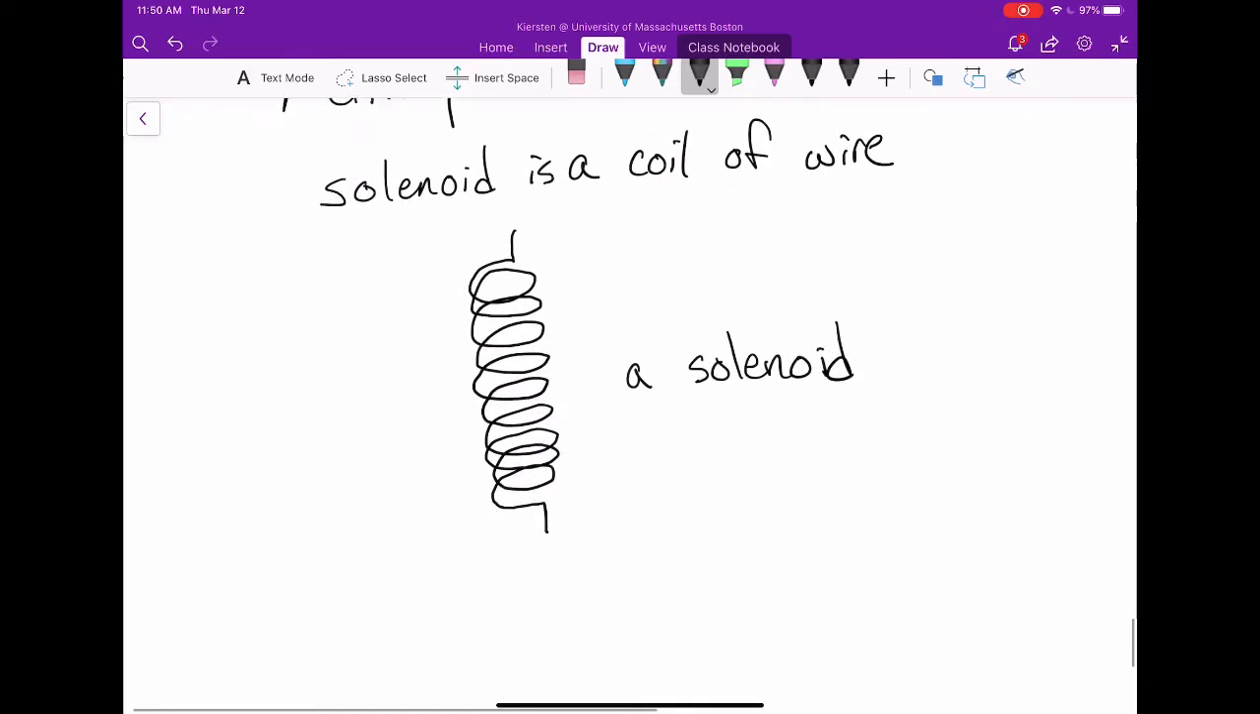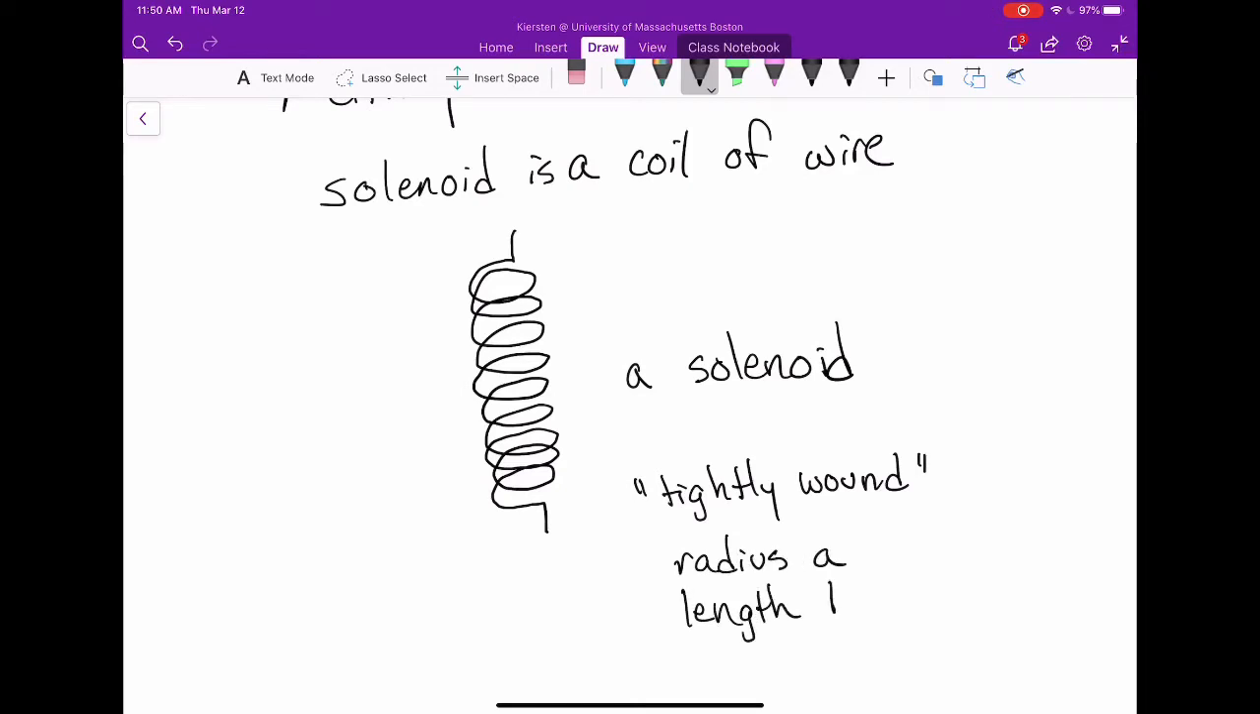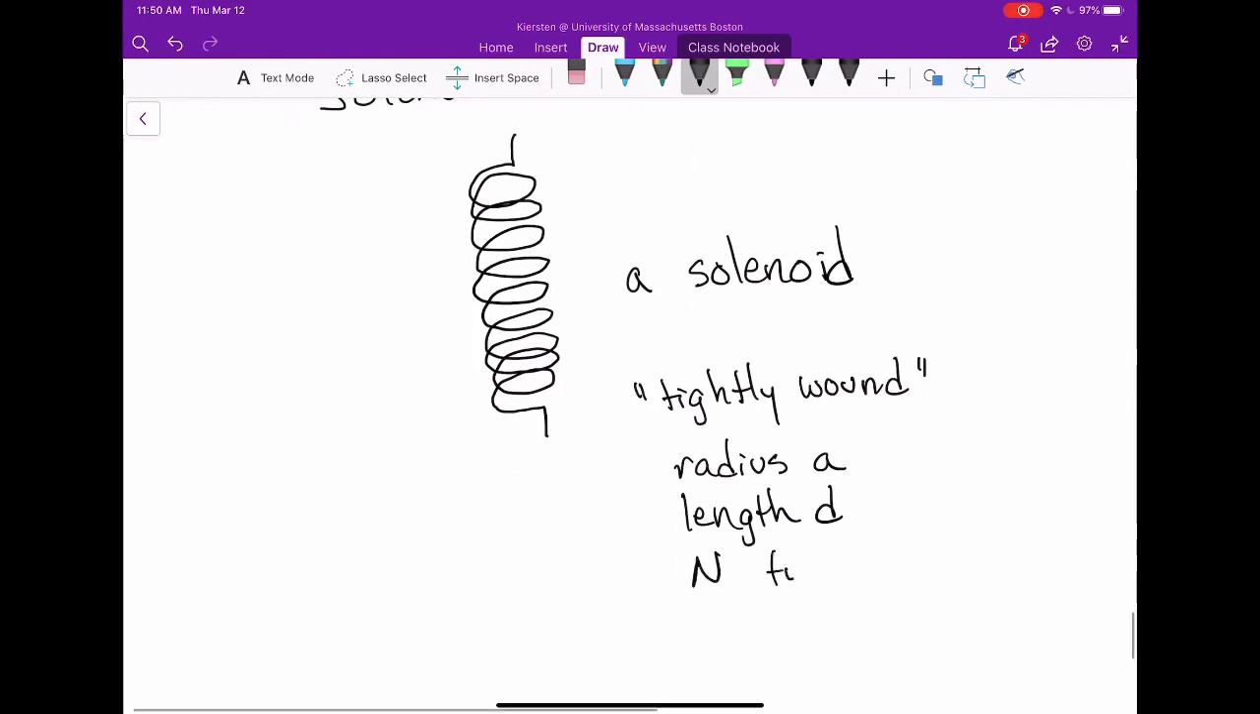Now in this situation, we have a tightly wound solenoid, and it has radius A, it has length D, and it has N turns. So let me draw another picture, but first I'm going to tell you what tightly wound means. Tightly wound means two things.